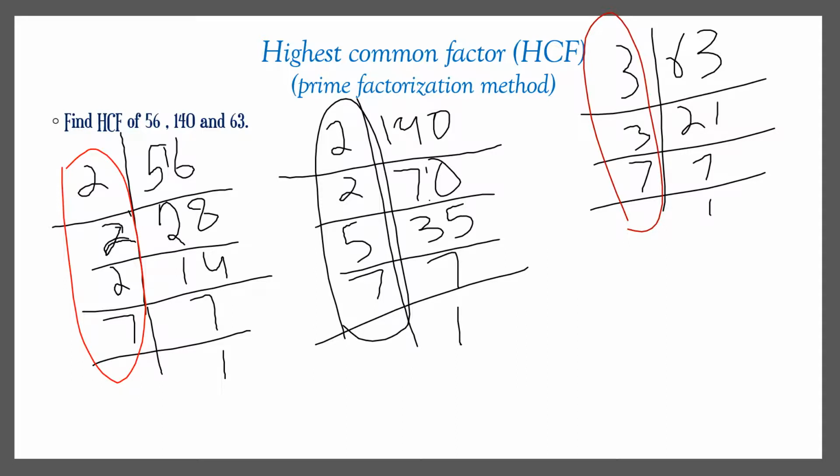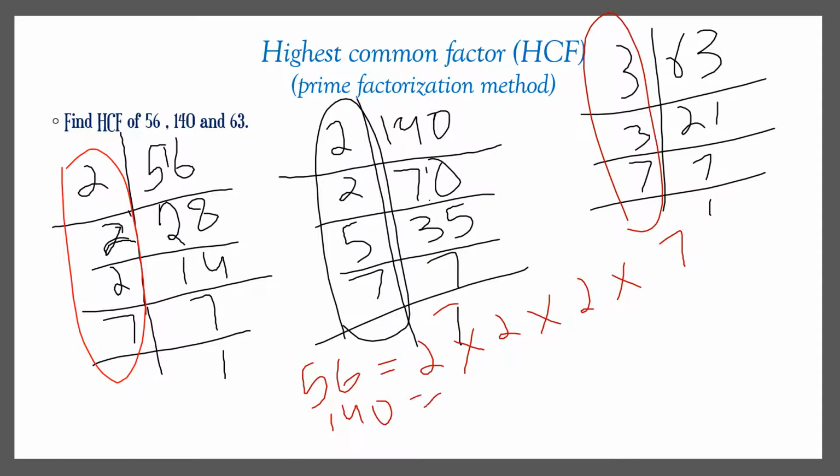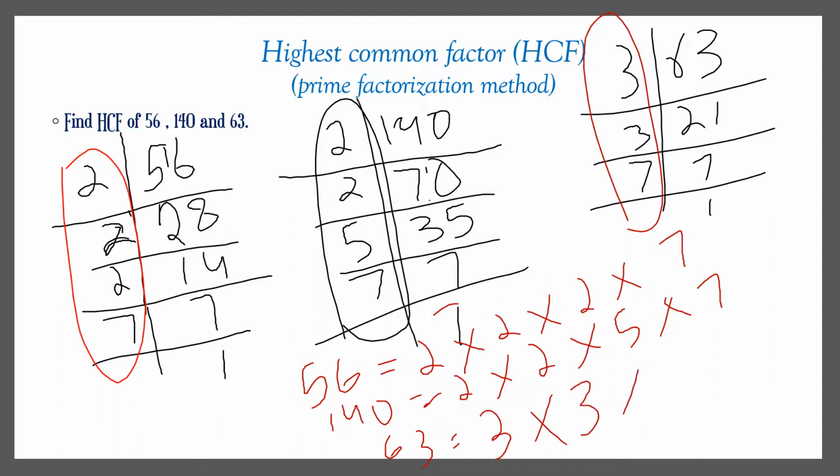So let's write the prime factors of each number. Prime factors of 56 are, while writing prime factors we use the symbol of multiplication. Now 140, now 63. Now we have to see the common factor. Which number is common among all these? 7. So just 7 is common. Yes, no other factor is common. So 7 is the common factor of 56, 140 and 63.